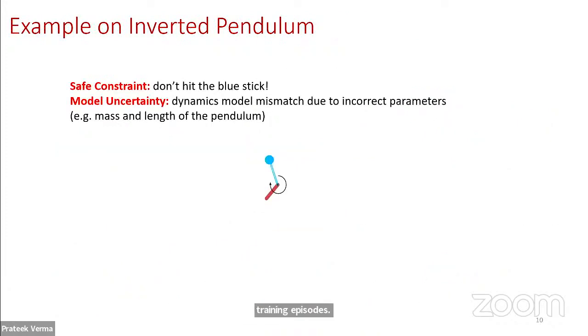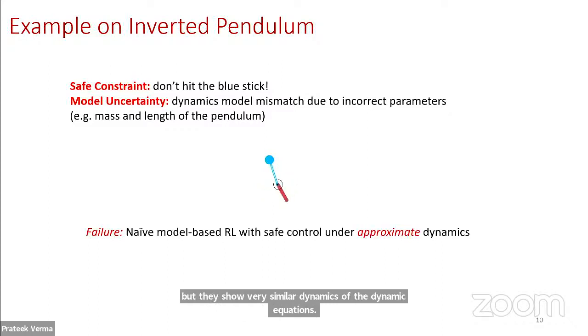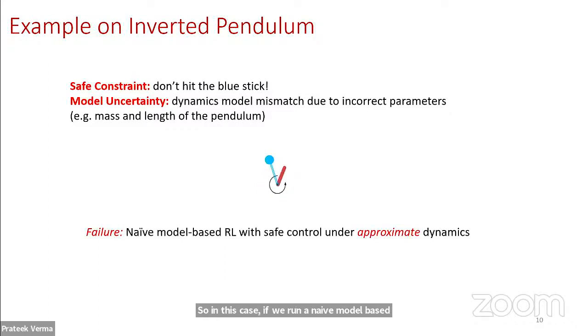So let's look at an example of using that algorithm. Let's consider an inverted pendulum problem where you want to stabilize the pendulum in the upright position. And here we introduce a safety constraint representing the condition that you don't want this inverted pendulum to hit this blue stick. This may not seem as interesting as a running car, but they share very similar dynamics equations. In this case, if we run a naive model-based reinforcement learning with safe control, you can see that because of this incorrect dynamics model, the pendulum could easily collide with this blue stick, implying the safety constraints are being violated.